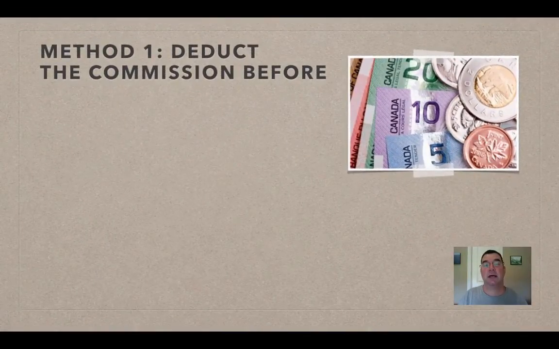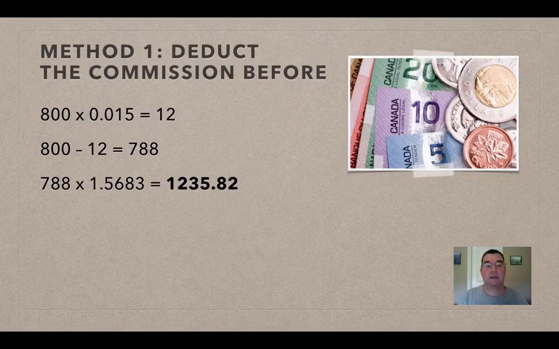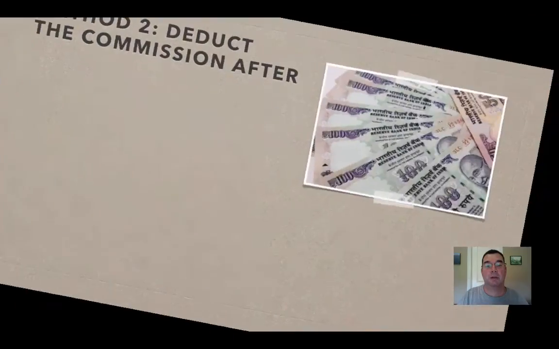So let's talk about this in two ways. Let's see what happens if the currency place deducts the commission before. If that happens, then we're going to take that 800 US dollars and multiply it by 0.015. That's the 1.5% commission rate. That's $12. So we're going to deduct the $12 from the $800, and that will leave him with 788 US dollars. Then I'm going to convert that using the factor of 1.5683, and that will get me 1,235 pounds 82. All right, so remember that number, 1,235 pounds and 82, because I'm going to do this in another method.